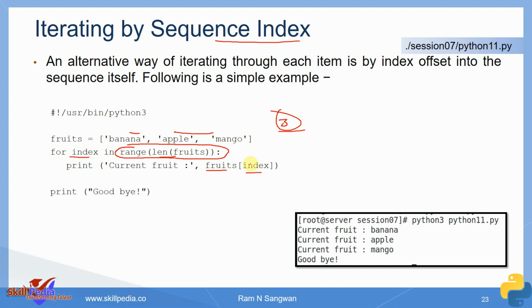So 0, 1, 2. This time we are using index, and don't ask me what is index, because we have studied that index in the lists. Element number starting with 0. So this time, instead of using the individual variable, we are using index to get inside the list and executing one by one. The output will remain the same. So this is an alternative way of iterating through each item, by index offset in the sequence itself.